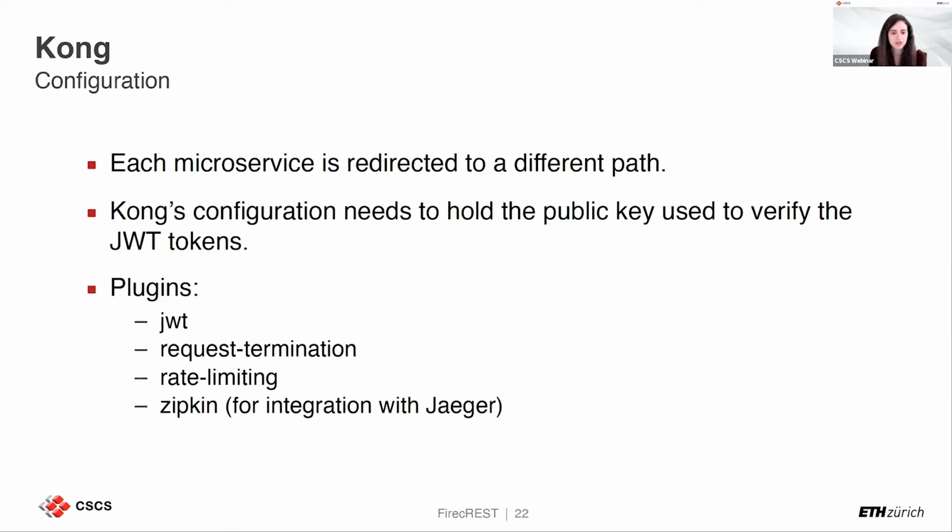And then we have the request termination plugin, which is just to reject wrong queries. And then a very important plugin is the rate limiting plugin. This is especially useful in a production environment, since it can limit the number of requests that can be made in a given period, and it ensures that the server is not going to be overwhelmed and possibly debilitated even.